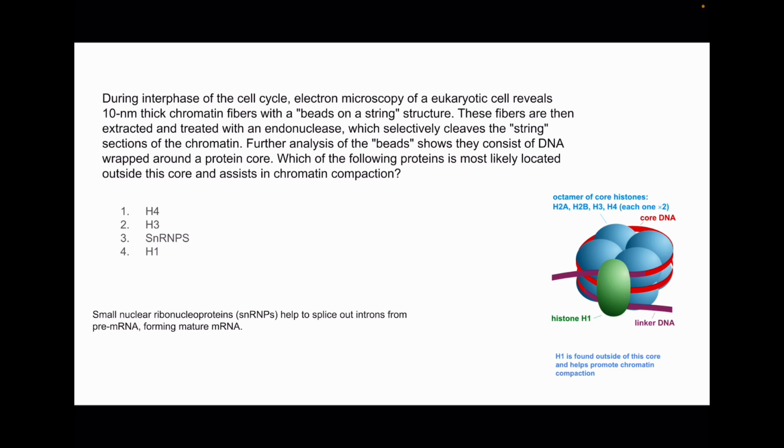So in this question, I think the only thing that was a little confusing was snRNPs. If you didn't know what that was, snRNPs are small nuclear ribonucleoproteins. They help to splice out introns from pre-mRNA, forming mature messenger RNA. And that is the end of this presentation.